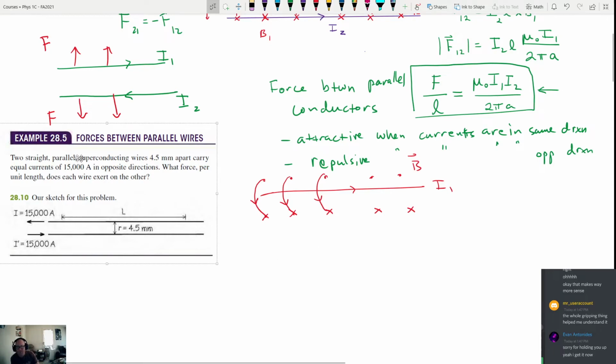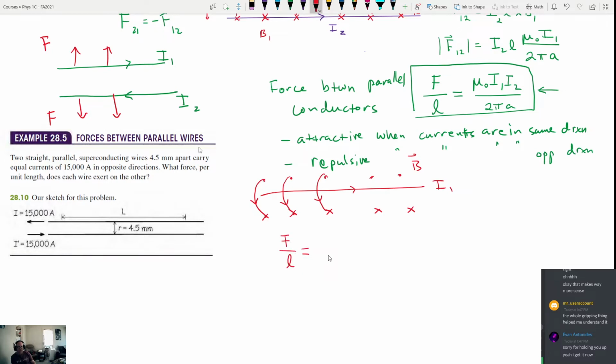Alrighty, let's do this problem. Two straight parallel superconducting wires, 4.5 millimeters apart, carry equal currents of 15,000 amps, but in opposite directions. What force per unit length does each wire exert on the other? 15,000 amps, a huge amount of current. So we're going to be using this equation. Force per unit length is what we want to calculate.